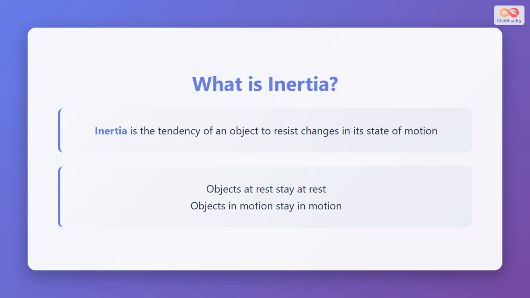Inertia is the tendency of an object to resist changes in its state of motion. This means two things. Objects at rest will stay at rest unless something moves them, and objects in motion will continue moving at the same speed and direction unless something stops them or changes their path.